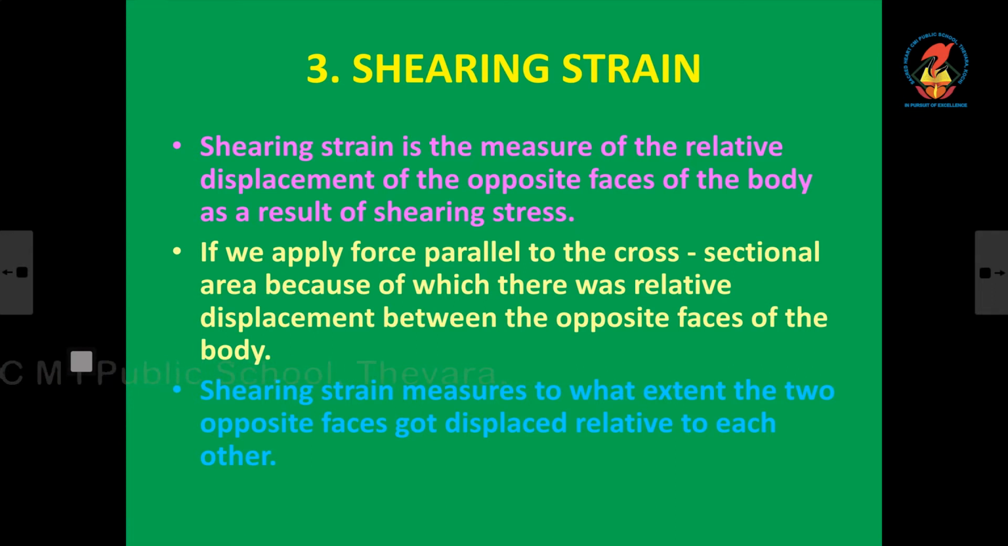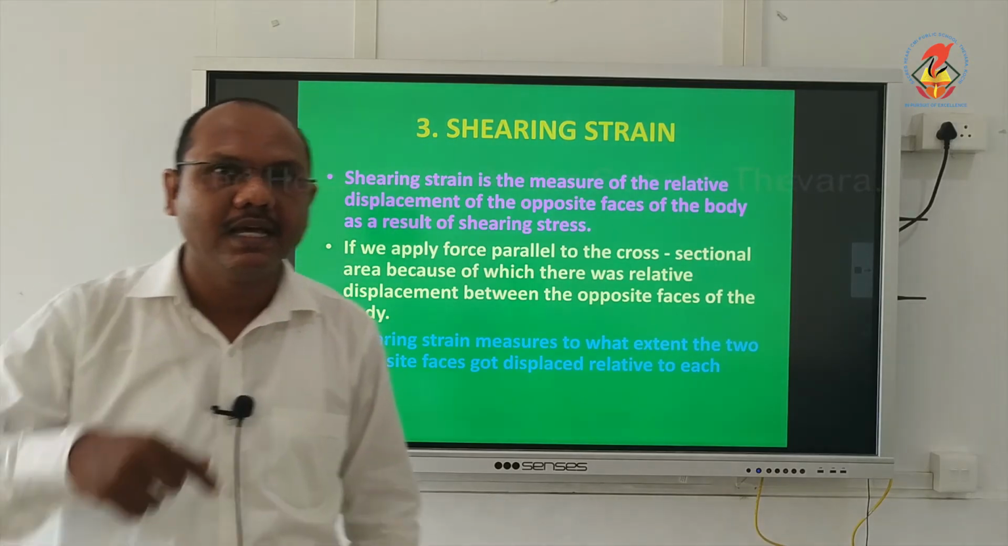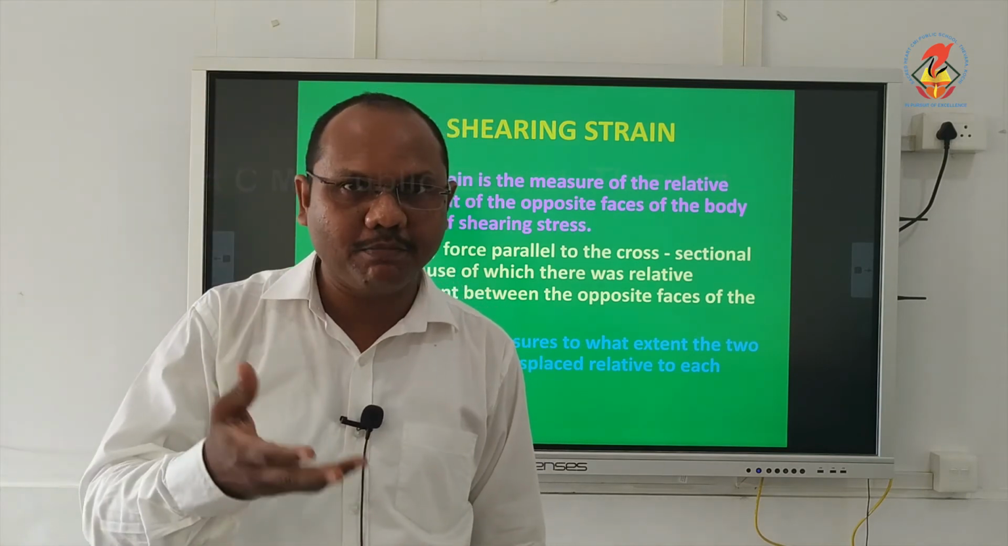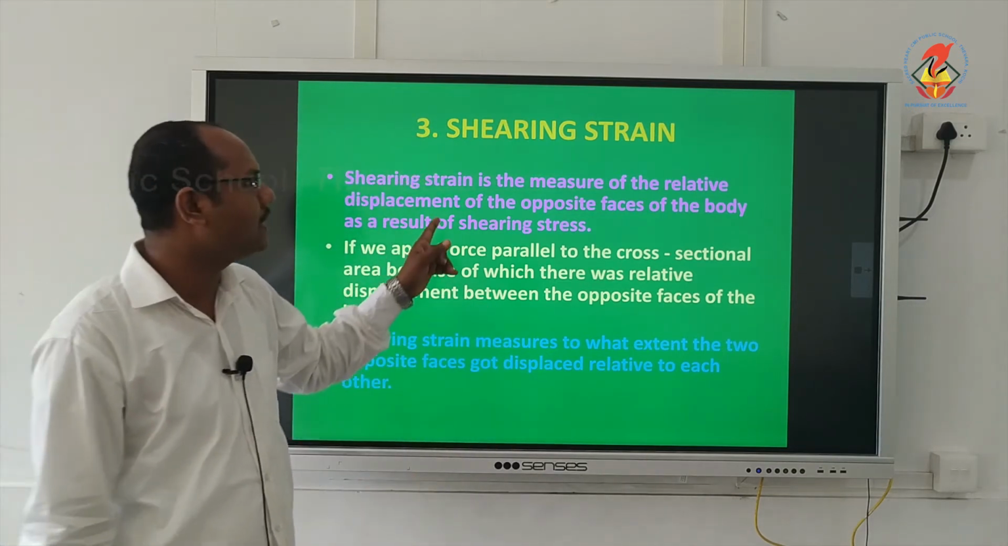Now the third one is called shearing strain. Shearing strain means I am changing the shape of the body, changing the shape without changing the volume. It is the measure of the relative displacement of the opposite faces of the body as a result of shearing stress. Because here there is a change in the shape, I cannot say the ratio of change in shape to the original shape, because shape cannot be divided. That is why the definition changes here.